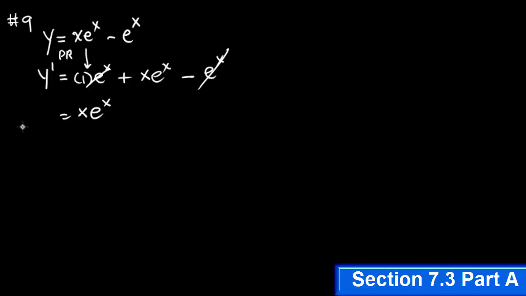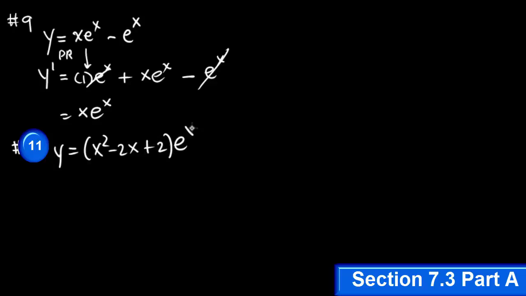Okay, let's see, how about we can do number 11. So let's do number 11. All right, what's number 11? We have y equals x squared minus 2x, and then plus 2, multiplied by e to the x. So it's very similar to this one, what we're going to do here. So again, product rule. This is your first function multiplied by the second. So y prime equals, all right, 2x minus 2.